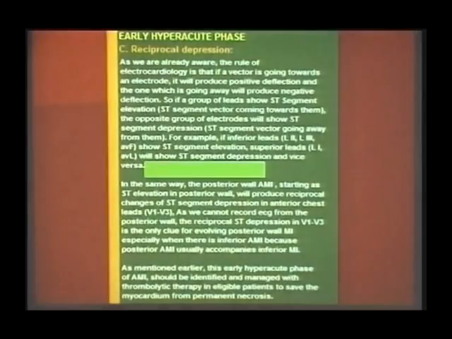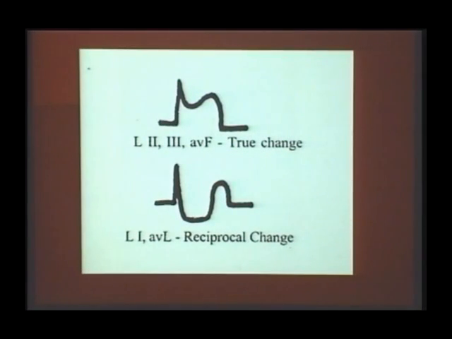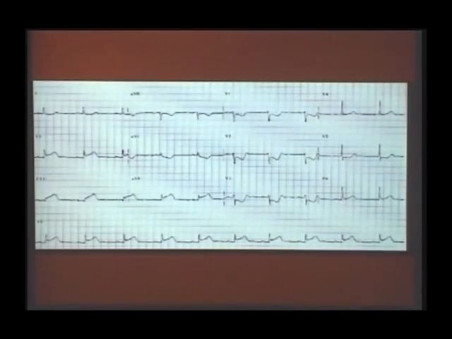So there are three important signs of the early hyperacute phase. When the inferior leads have ST elevation, L1 AVL will have ST segment depression, which is called reciprocal change. As you can see in this patient, when you have this ST segment elevation here, L1 AVL show a reciprocal depression, V1, V2 show ST segment depression, and V3 shows the reciprocal depression of the posterior wall here. This is a reciprocal depression of the inferior wall. So inferior wall reciprocal depression is in L1 AVL, posterior wall reciprocal depression will be in V1 to V3. So this is the third important sign of the early hyperacute phase.